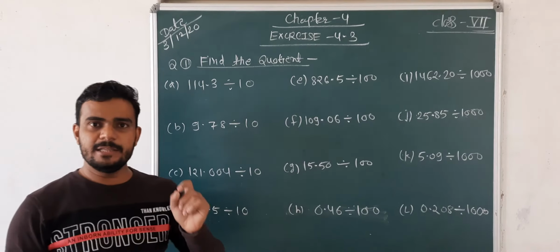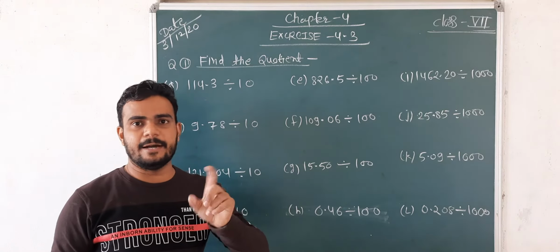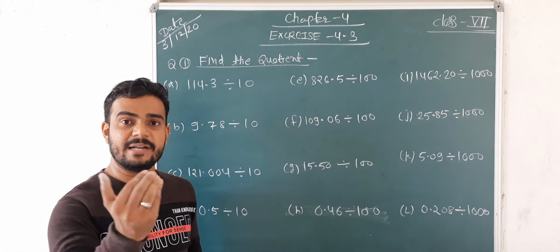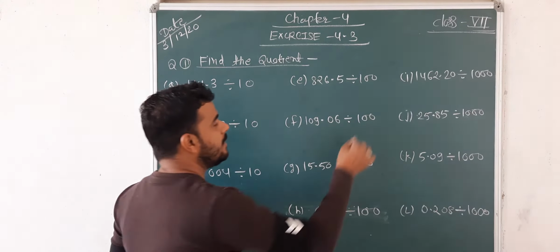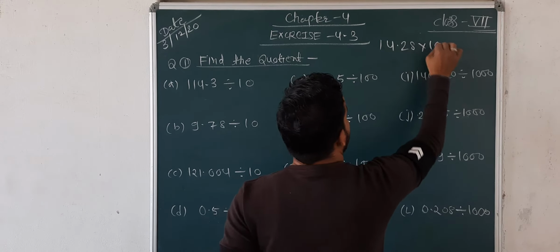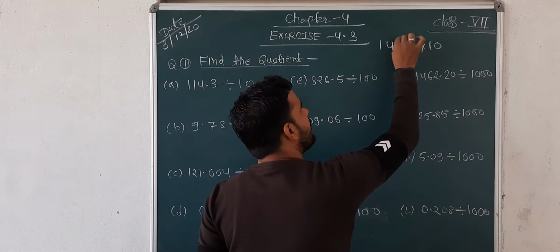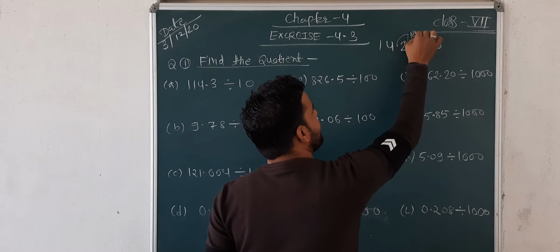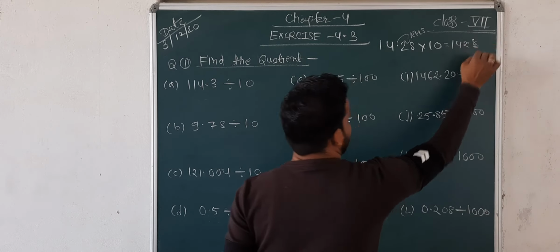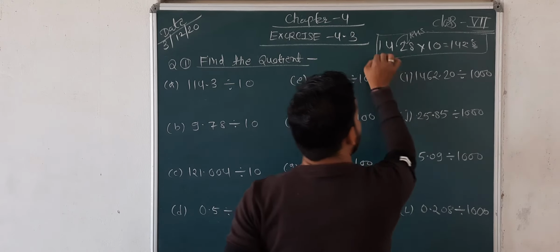As you know, in multiplication, when we multiply a decimal number by 10, 100 or 1000, the decimal point moves to the right-hand side. Suppose 14.28 is multiplied by 10. When multiplication is there, the point moves to the right, RHS. The final answer is 142.8. So this is our multiplication rule.